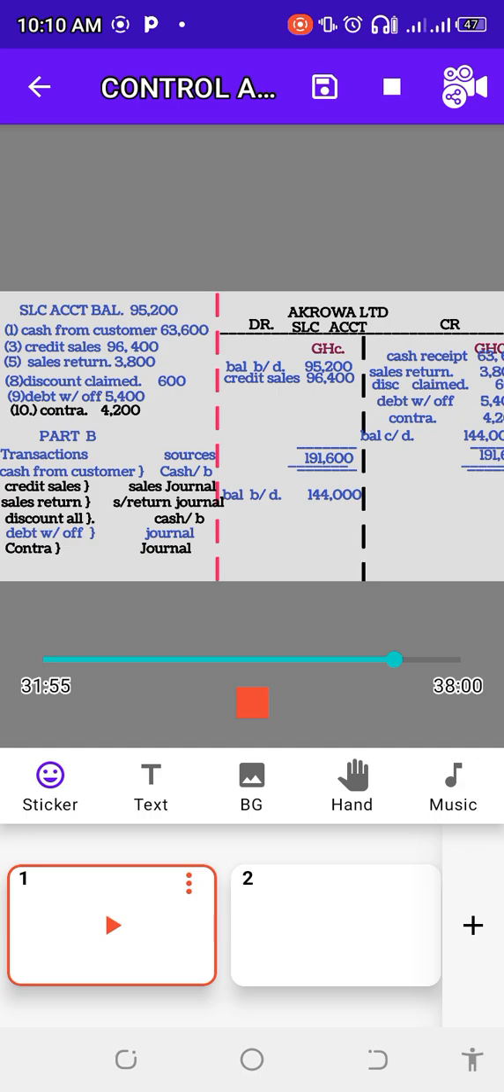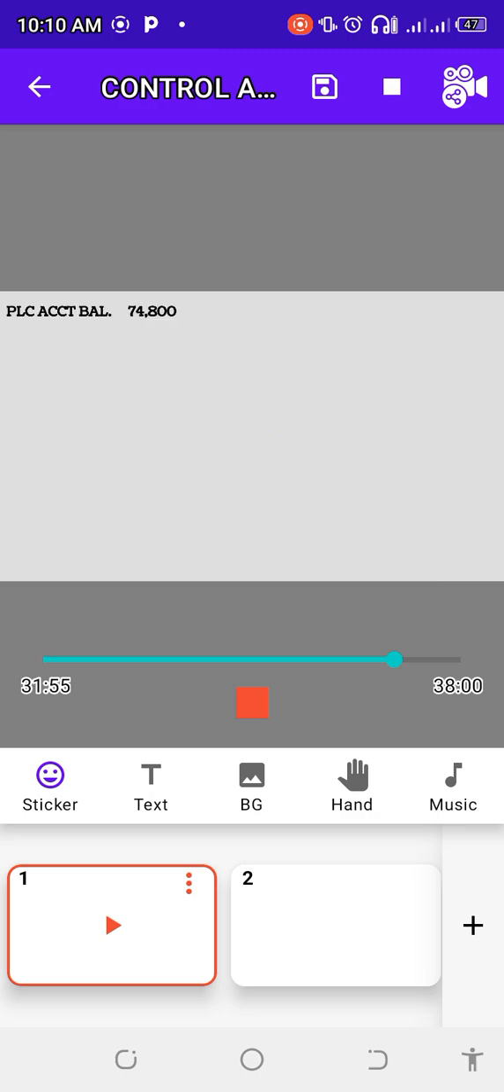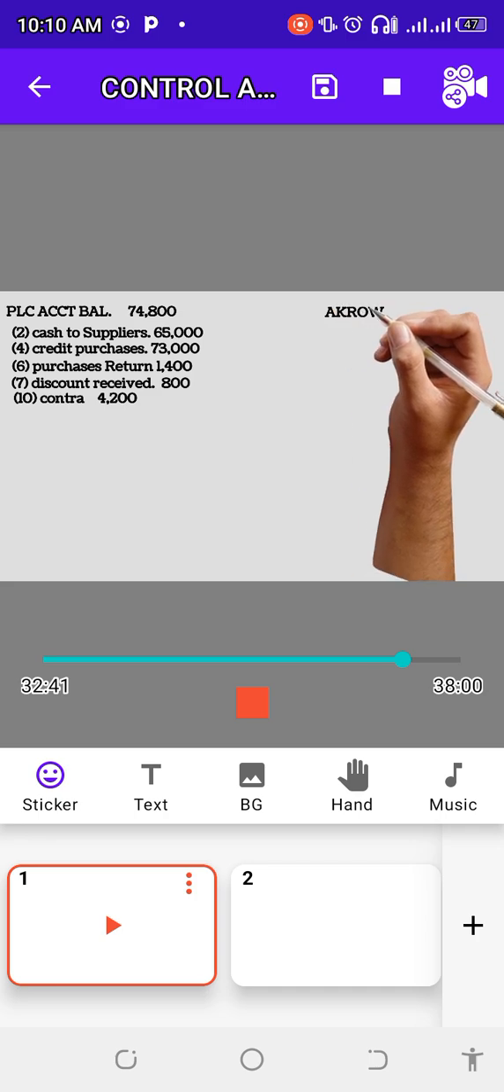Now let us go and solve the other one. This one is the purchases ledger control account, and we are going to bring out all the transactions that pertain to the purchases ledger control account from that question. The first one is the purchases ledger control account balance, which is 74,800. Credit purchases 73,000. Purchases return 1,400. Discount received 800, and contra, which is the set-off, 4,200. So from this we are going to prepare the purchases ledger control account.